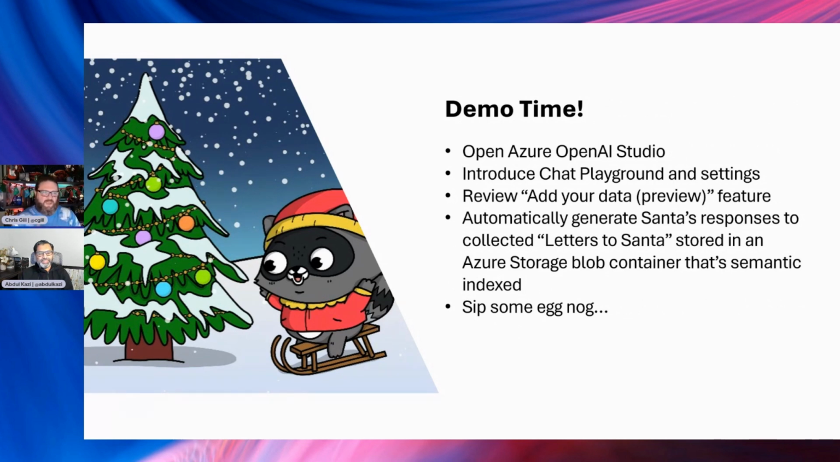So just to set the pace, we're going to go into Azure OpenAI Studio. We'll introduce Chat Playground and some of the settings that are there. We'll go into that configuration for how we're using our own data to work with the model, with ChatGPT or Azure OpenAI GPT in this regard. Then we'll show some of the bang for the buck. So we're going to take at least those 4 letters that we put in our storage blob. We'll generate some responses, letters to Santa. We'll actually have letters from Santa back to the other folks.